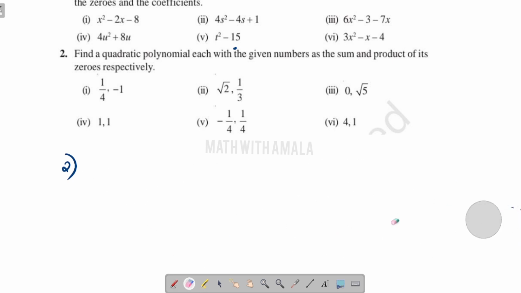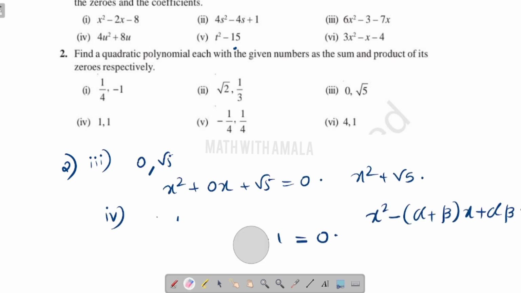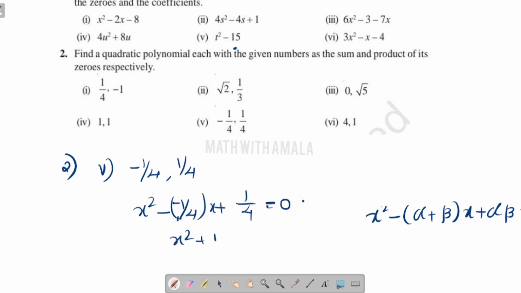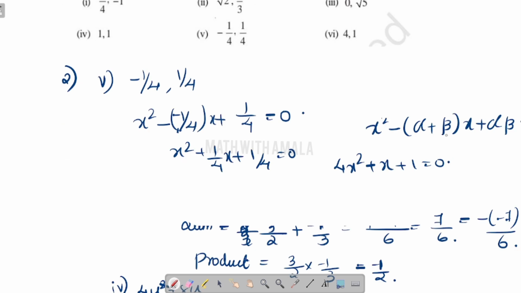Okay, now the fifth question, minus 1 by 4 comma 1 by 4. Sum is minus 1 by 4, product is 1 by 4. Then x square minus of minus 1 by 4 x plus 1 by 4 is equal to 0. Then x square plus 1 by 4 x plus 1 by 4 is equal to 0. You can multiply throughout with a 4 and then you will get 4x square plus x plus 1 is equal to 0.